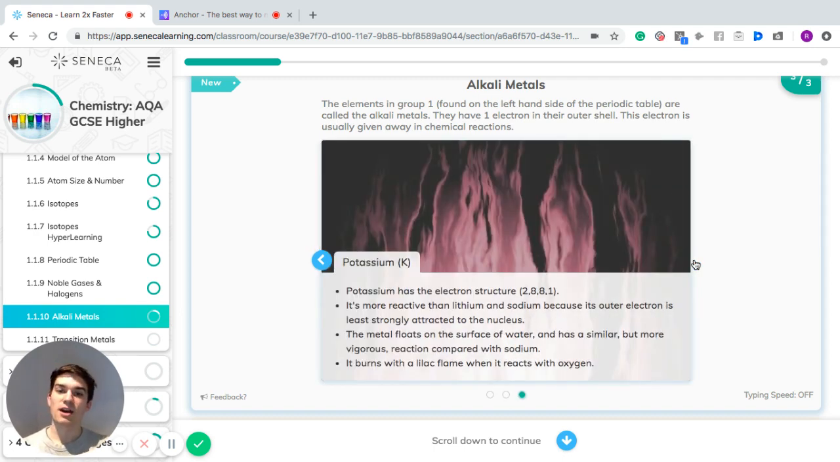So potassium, another alkali metal, has the electron structure 2,8,8,1. See if you can remember what that means, the electron structure 2,8,8,1. It's more reactive than lithium and sodium also because the outer electron is least strongly attracted to the nucleus. So it's further away, it's easier to lose, therefore it's more reactive. The metal floats on the surface of water as with the other two, and has a similar but more vigorous reaction compared to sodium. And when you burn it, its reaction with oxygen creates a lilac flame. Lilac's like a purpley colour.